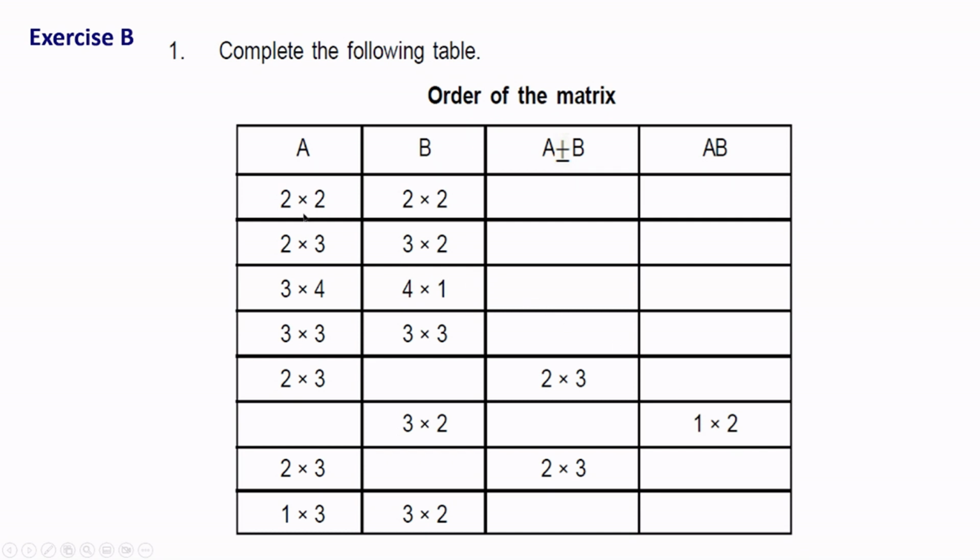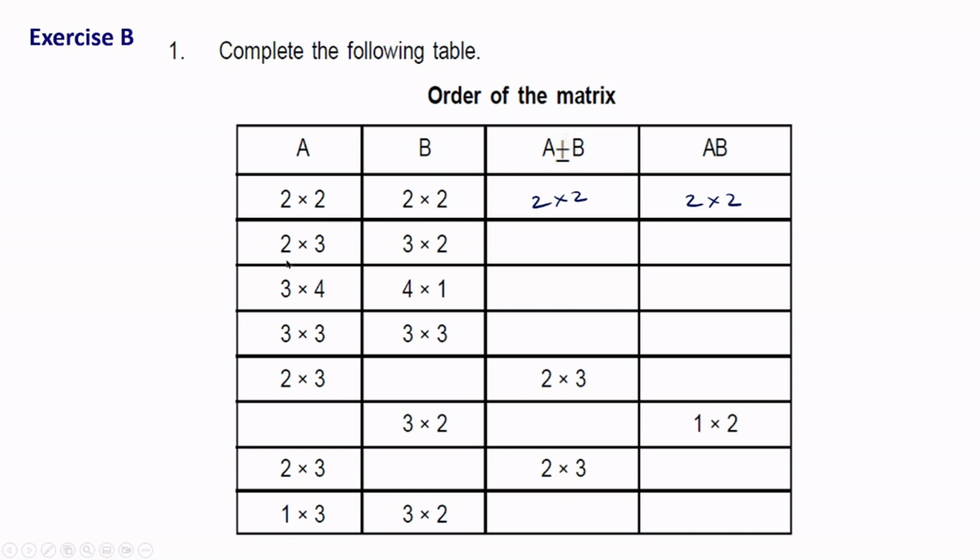So the first one is, here it is given order of A is 2 by 2 and order of B is 2 by 2. Here we can see that the order of A and B are equal. So A plus or minus B is defined. And order of A plus or minus B will be equal to order of A or order of B. So this is equal to 2 by 2. And next we have order of AB. Here we can see that A and B are square matrices. So AB is also defined. And order of AB will also be equal to 2 by 2.